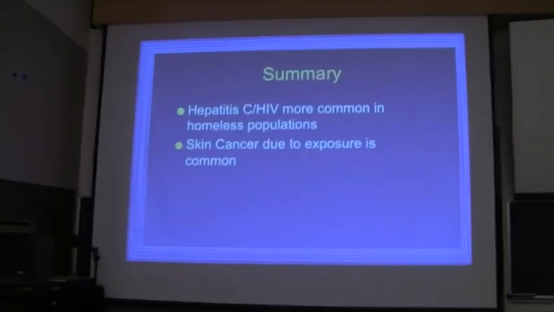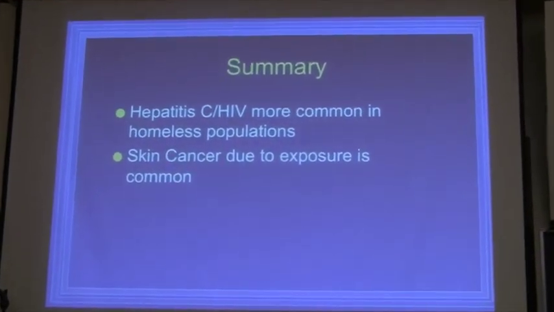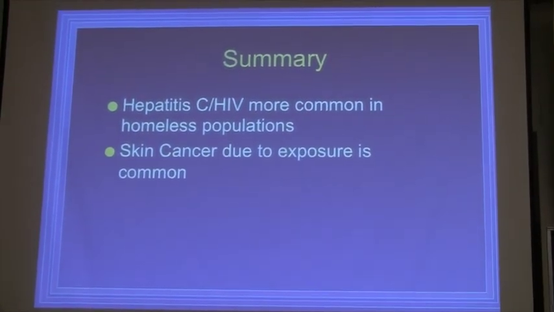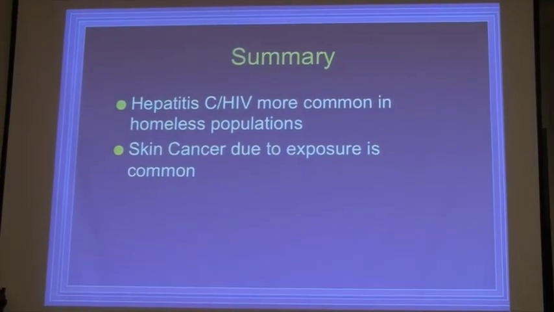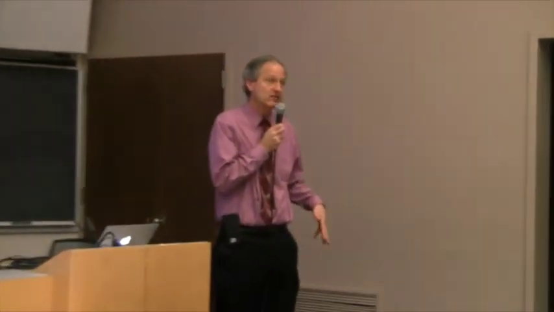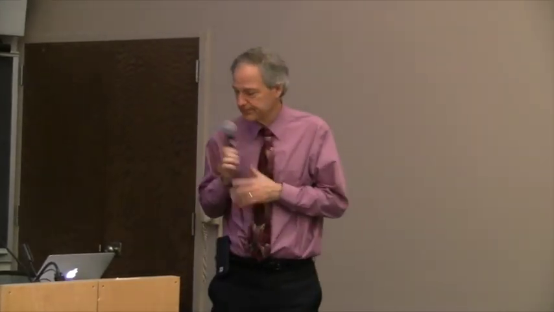So just to summarize, hepatitis C and HIV are more common in homeless populations, so being aware of some of the manifestations that we see in these populations can help us make diagnoses that might be missed. And then we see a lot of things that occur from exposure, be it the problems with the feet from poor shoes and not having socks, cellulitis infection because of breaking down of the skin, and then skin cancer from chronic sun exposure. I think that's the last thing I have here.